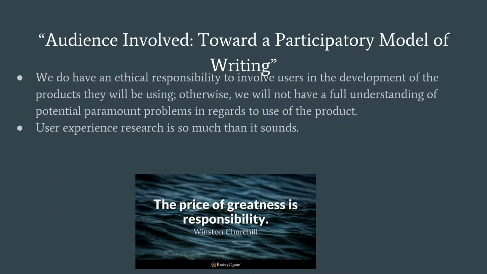User experience research is so much more than it sounds. In the past 2 weeks, I've learned so much about user experience research. It's problem solving, it's translation, it's critical thinking, it's collaboration, it's negotiation, it's customer service.